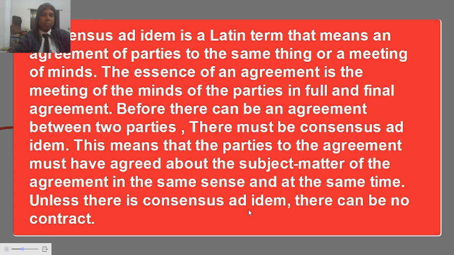of minds. The essence of an agreement is the meeting of the minds of the parties in full and in final agreement. Before there can be an agreement between the two parties, there must be consensus ad idem. This means that the parties to the agreement must have agreed about the subject matter of the agreement in the same sense and at the same time. Unless there is consensus ad idem, there can be no contract.